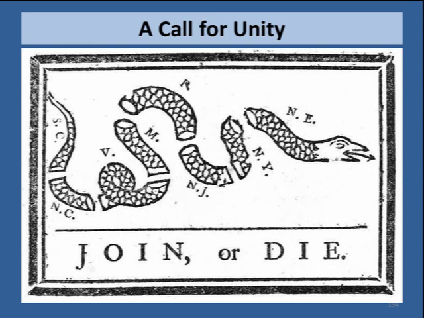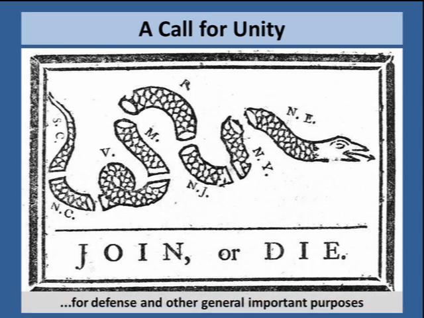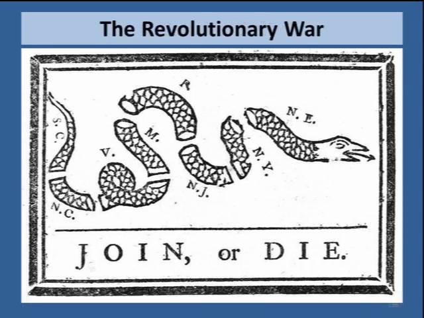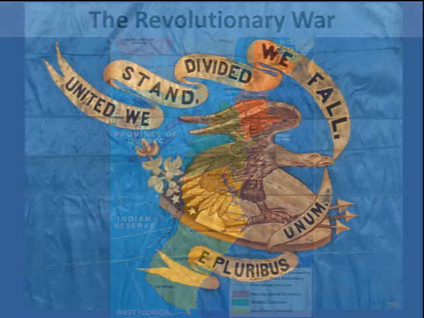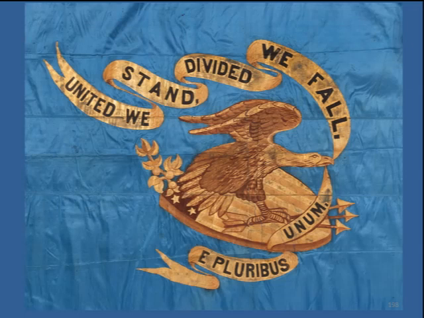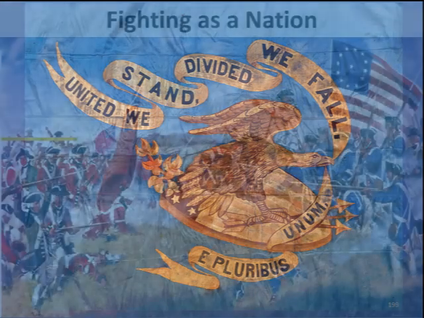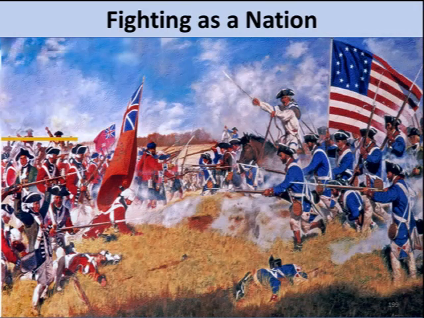This drawing is the first political cartoon to appear in an American newspaper. Franklin drew it in 1754 during the French and Indian War to urge the 13 colonies to form one government for defense and other general important purposes. The cartoon was then used again during the Revolutionary War for the same purpose. The 13 states could beat the British only by fighting together. It was not always easy to get them to do so, but by fighting together, the states began to see themselves as members of a single nation instead of a group of separate states.